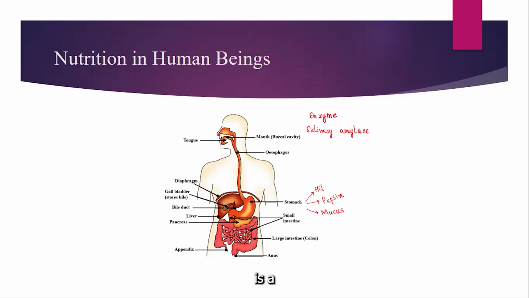The small intestine is the site of complete digestion of carbohydrates, proteins, and fats. So it receives secretions from the pancreas and the liver. The food coming from the stomach is acidic and has to be made alkaline for the pancreatic enzymes to act. And this is made sure by the liver.